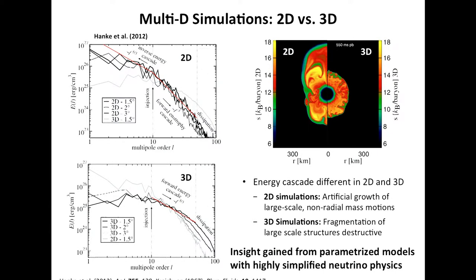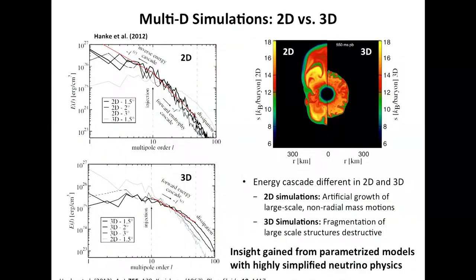And the first talk in this session talked about the inverse cascade in two-dimensional turbulence, and this seems to be an important and detrimental effect for 2D simulations, because both the SASI and the neutrino-driven convection inject energy at a scale here, and in two-dimensional simulations, this inverse cascade leads to accumulation on large scales. In 3D, you have the correct direction of the cascade.